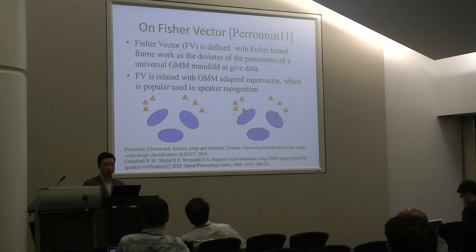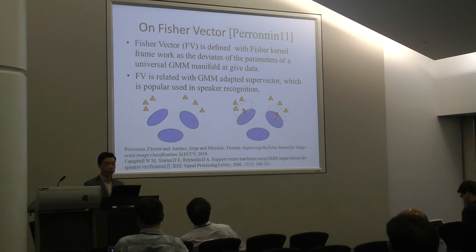What the Fisher Vector captures is actually the difference between the two GMMs, which means this solid circle and this dashed circle. For example, if you only consider the mean, it's like these red lines. But in speaker recognition, the GMM adapted supervector only uses the true position, not the relative position, of these GMM centers.